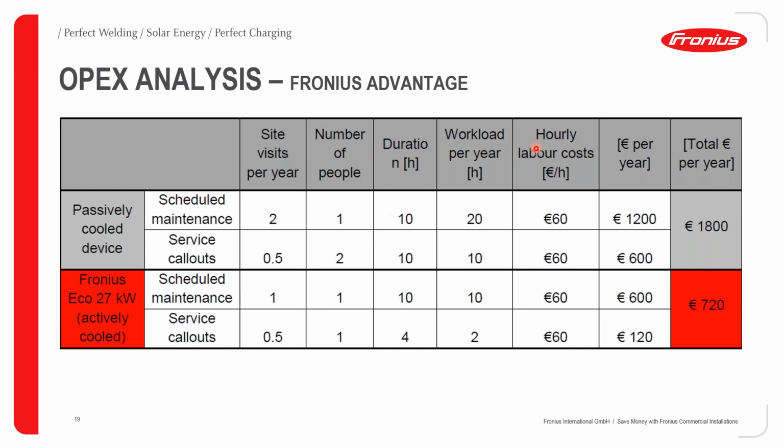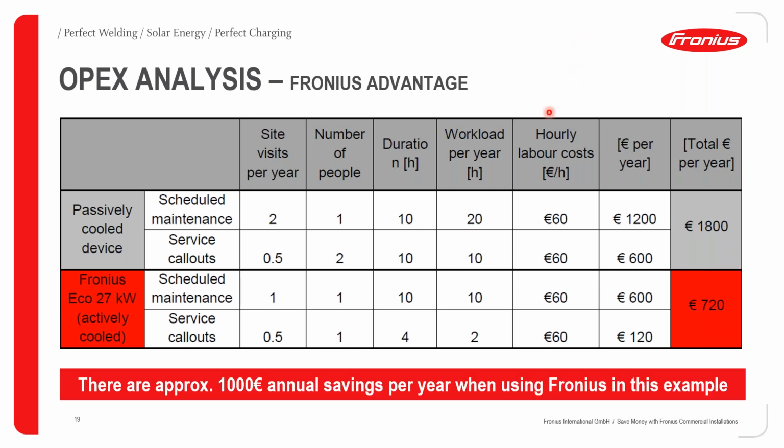So in total, once we look at all this information, the total cost as far as OPEX for the passively cooled inverter is about 1,800 euros and 720 euros for the Fronius Eco inverter. So looking at these 2 figures, you can see a clear cost advantage of about 1,000 euros in annual savings when you're using a Fronius Eco inverter for this particular example.